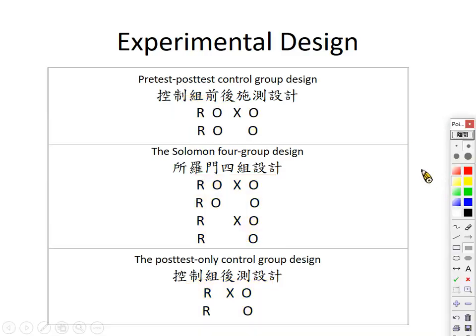Okay. So now, these are the basic concepts, basic terms that we need to understand first. R represents randomization, and each row represents one group. The group with X in it is the experiment group, and the group without X is the control group. They are the control group.